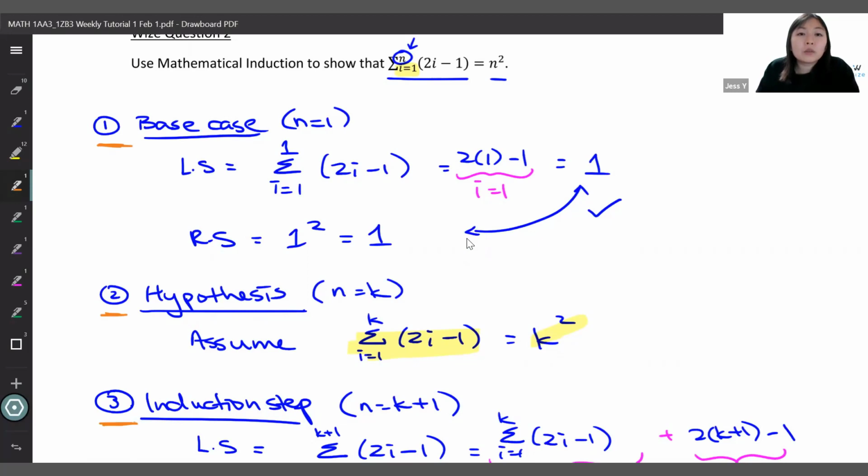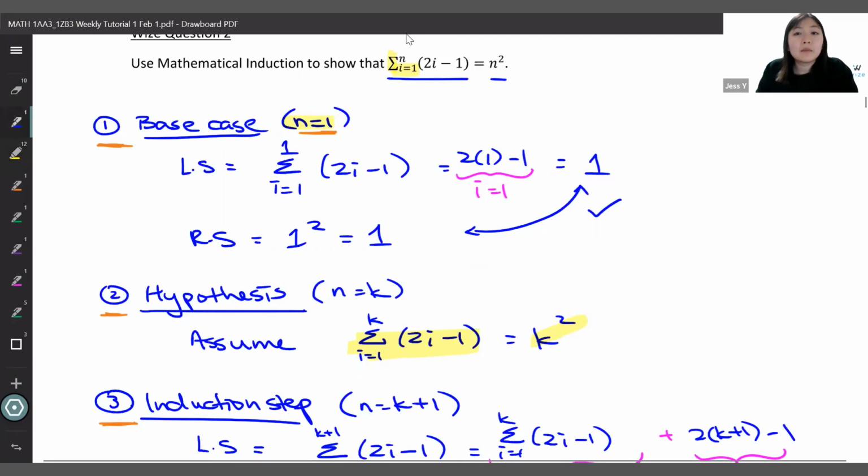Base case is always going to be n equals the smallest number. When I say smallest number, you are going to look at what statement they gave you. The statement will have a sum in there. It will have a sigma most of the time. And you're going to look at what that case is. So they're telling us i equals 1. So that's why we're letting base case be n equals 1.